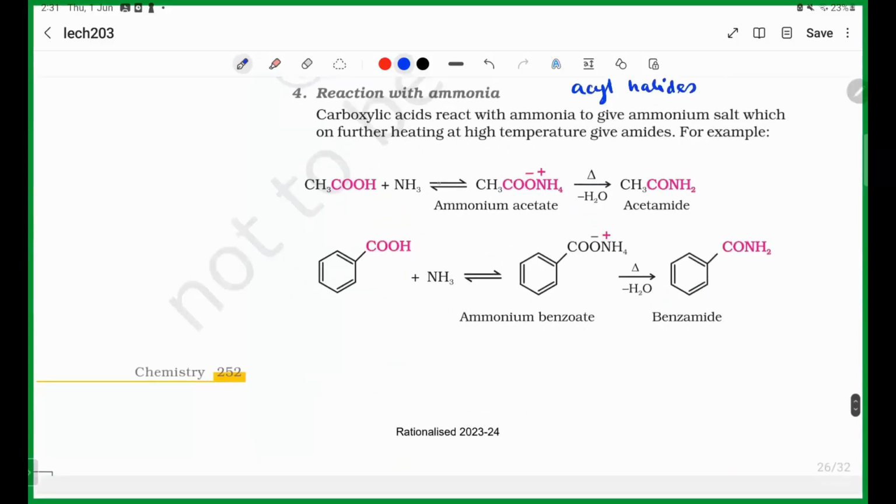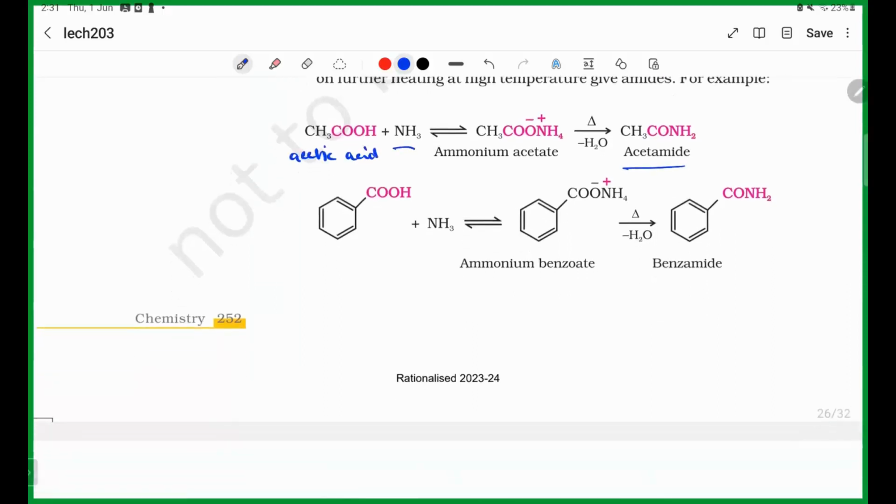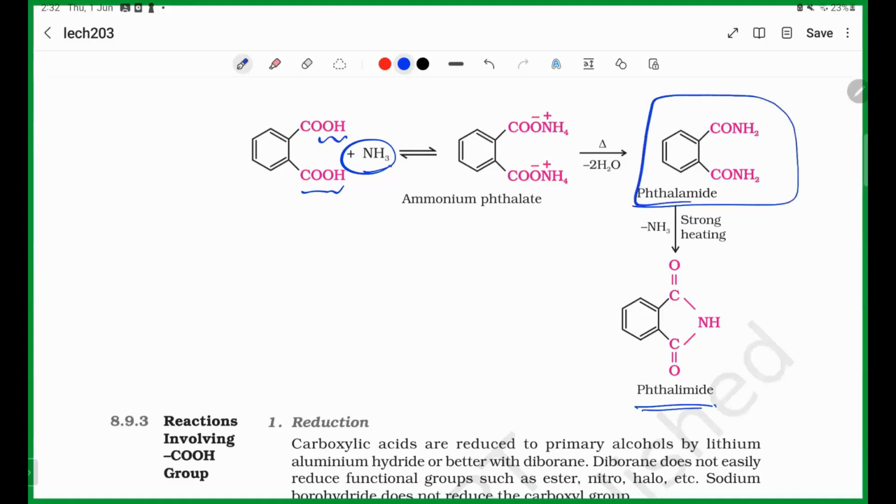This forms the carboxylic acid; with NH3 it forms amides. So this is acetamide. This is acetic acid, right? Similarly, you have benzamide, and so on. Now this is very interesting: phthalamide. It is the same concept basically. You add NH3 to the COOH groups to form phthalamide, but on strong heating, one of the NH3 leaves and you end up with an imide.